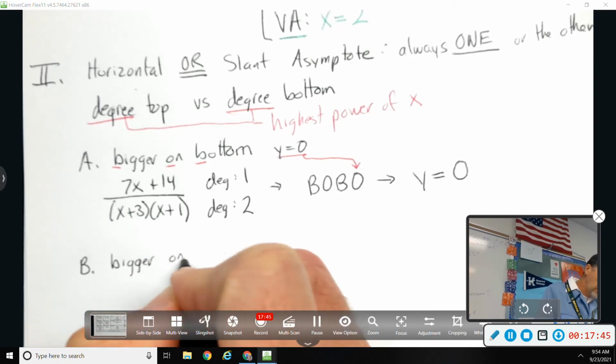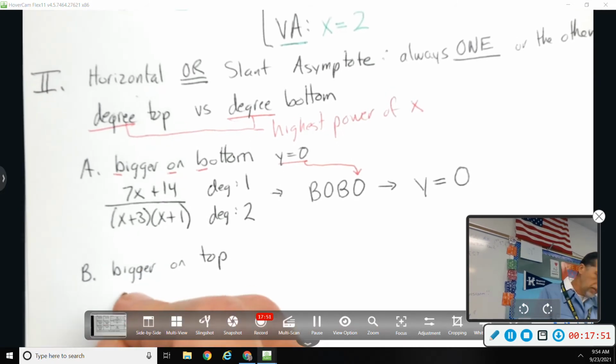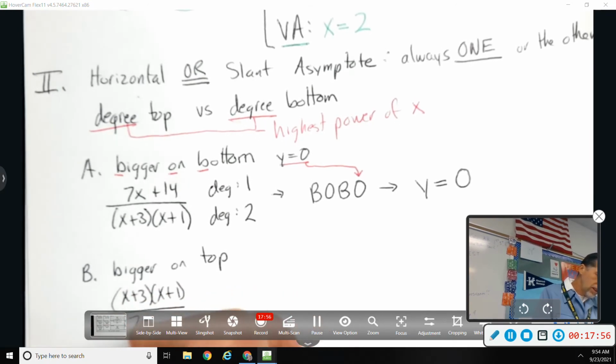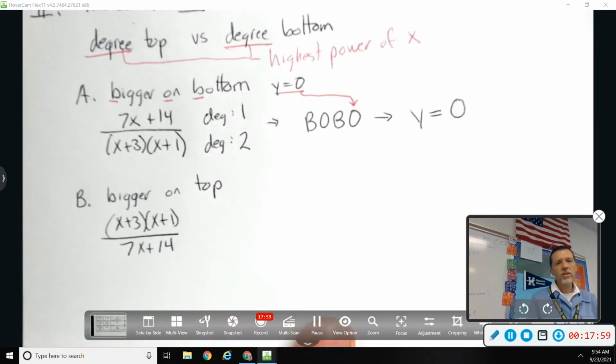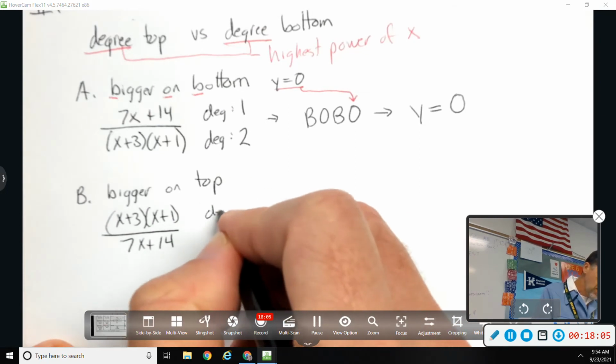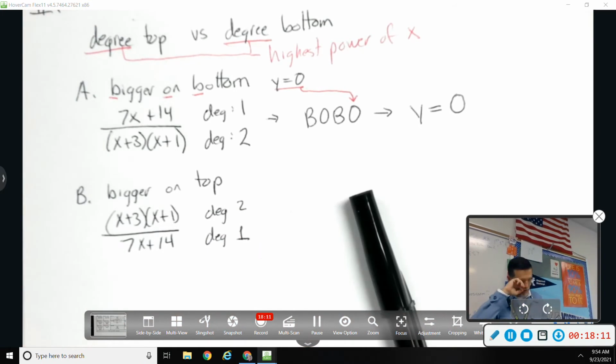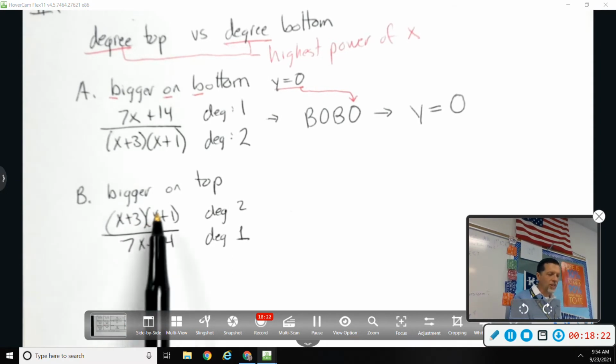Well, we could have bigger on top. So we could just reverse those. X plus 3, x plus 1, over 7x plus 14. Degree 2 over degree 1. Well, as x gets bigger, which one gets bigger faster, the top or the bottom? The top. So this is the trickiest situation.